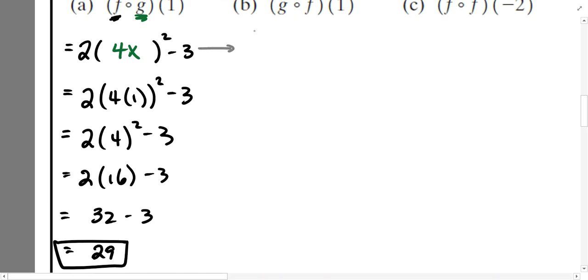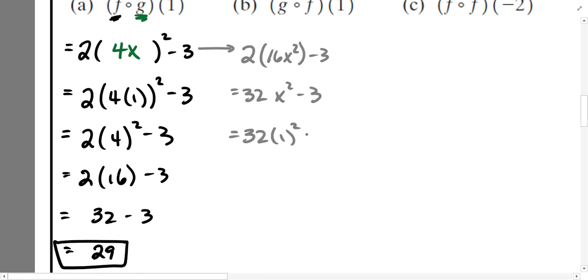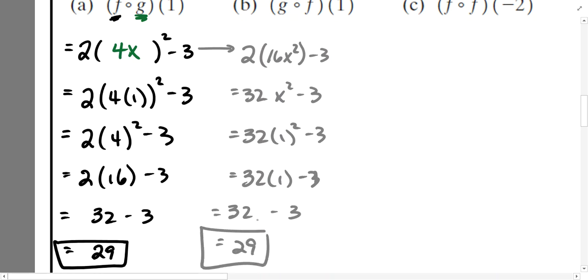If we had simplified this expression, we might end up with 2 times 16x squared minus 3, which is equal to 32x squared minus 3. And then if we substitute the number 1, 32 times 1 squared minus 3, we end up with 32 times 1 minus 3, 32 minus 3, and then ultimately 29 again.